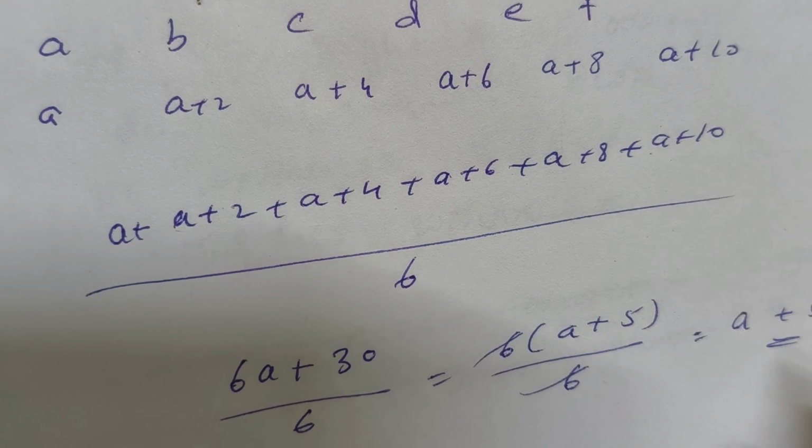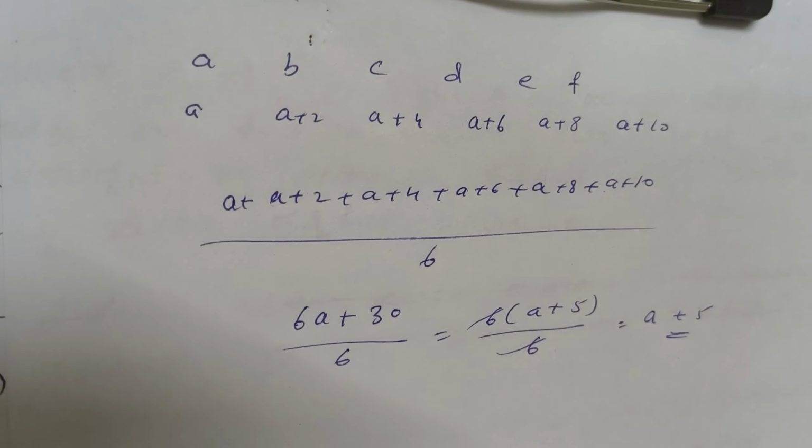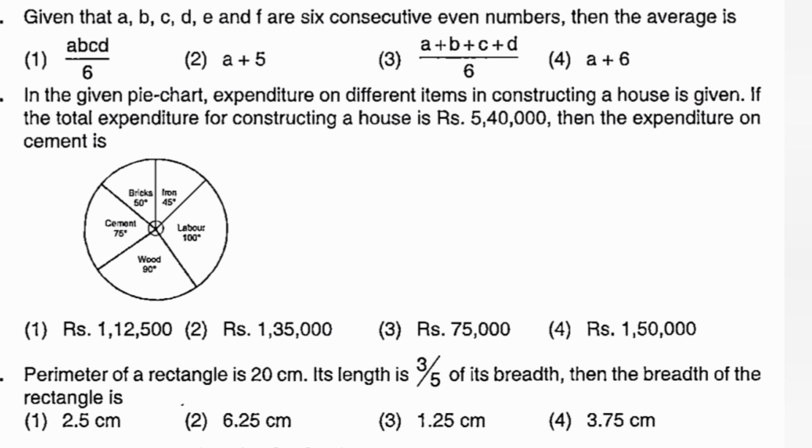In the given pie chart, expenditure on different items in constructing a house is given. If the total expenditure for constructing a house is rupees 5,40,000, then the expenditure on cement is. Cost on cement.